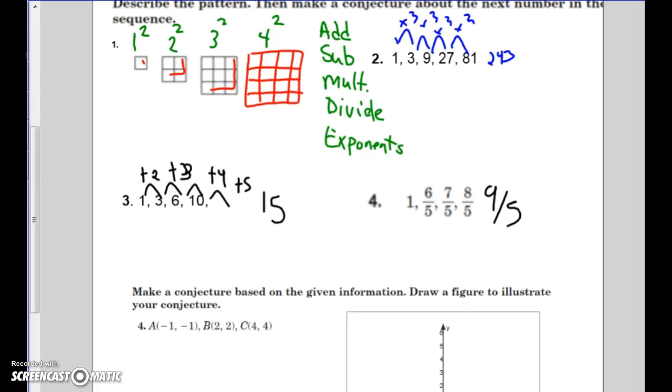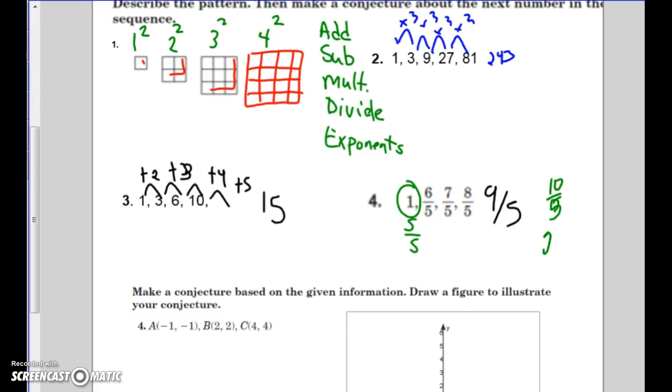Great job. On number 4, it was 9/5. But wait a minute, where did this 1 come from? That's a whole. Okay, but why does it fit in this pattern? 5 over 5. It's 5 over 5. Oh, 5 over 5. Very good. And what would be the next one after 9 over 5? 10 over 5. Which is? 2, right?